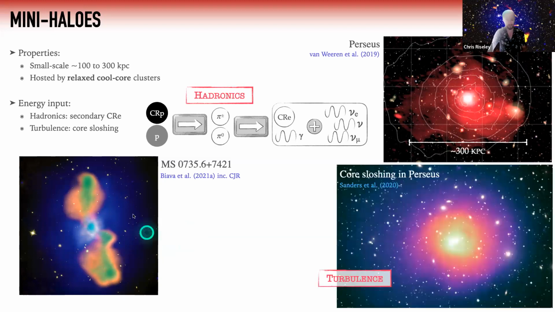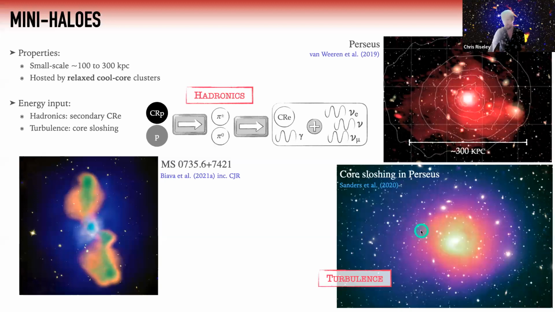And so these sources pump out these cosmic ray protons, which then collide with the thermal plasma of the cluster and generate these relativistic electrons. Conversely, turbulence is generally believed to arise from core sloshing, and this was detected and reported in Perseus in this paper by Sanders et al.